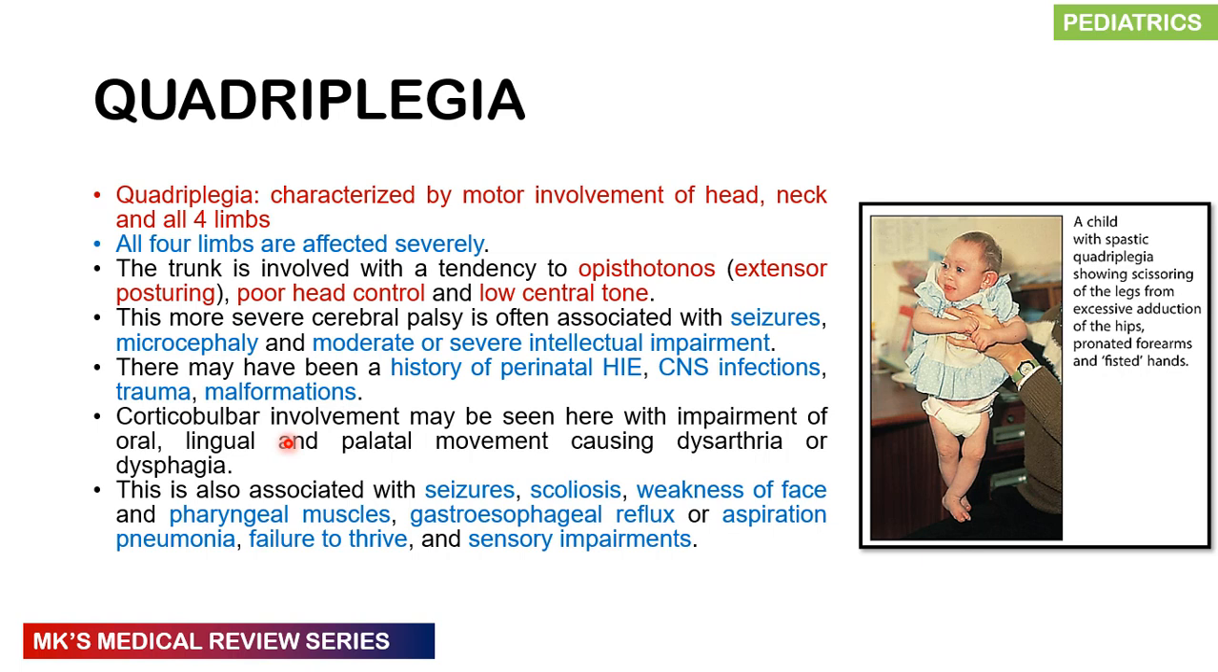Remember, the first reason that I told you is the constant contraction of the muscles, constant energy is being channeled to those muscles. Second reason is a problem with the swallowing reflex because of this corticobulbar involvement. And remember that this is also associated with seizures, scoliosis, weakness of the face and pharyngeal muscles, gastroesophageal reflux, aspiration pneumonia, failure to thrive, and even some sensory impairments.